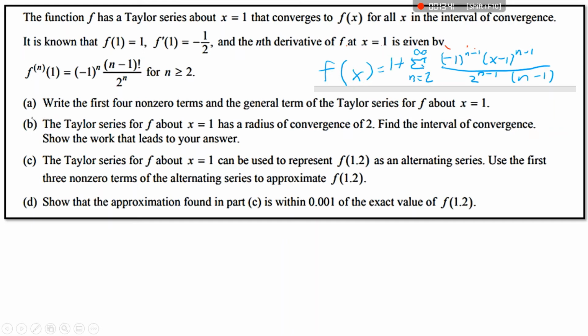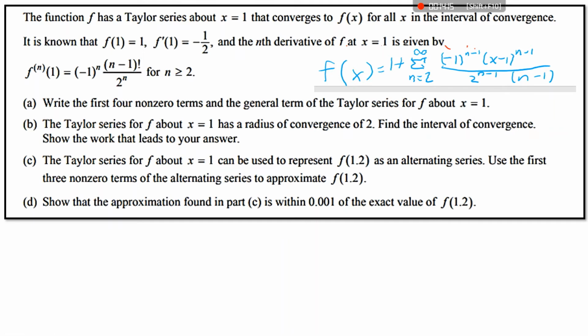So I'm going to go to B. We have a radius of convergence of 2. I want to find the interval of convergence, and then show the work that leads to the answer. So, yeah, we just plug in 1, 2, 3, 4 as well. If I'm looking for the interval of convergence with a radius of 2, and I'm centered at 1, then what's my interval?